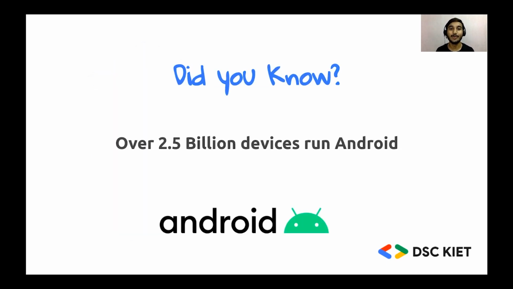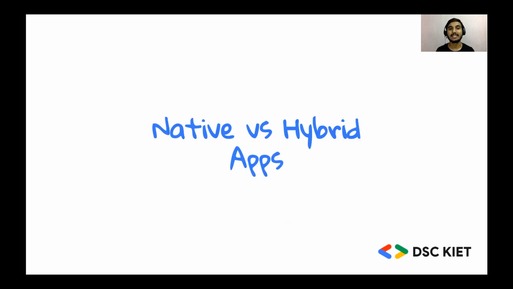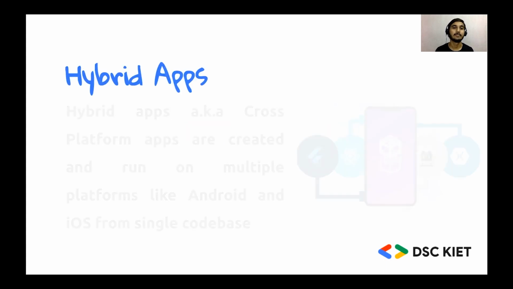Did you know over 2.5 billion devices run Android? That is a good sign that we should start building Android applications today. So let's see what exactly native and hybrid applications are.